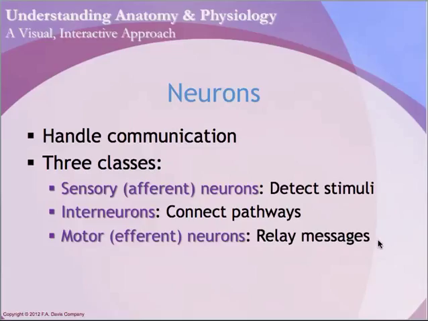Interneurons, which are only found in the central nervous system, connect the incoming sensory pathways with the outgoing motor pathways. So they're kind of in between these two different neurons. And then the motor neurons relay the messages from the brain to the muscle or the gland cells. So they are the messenger.